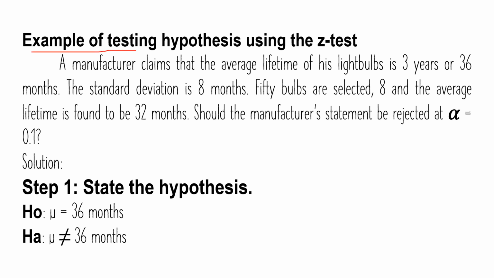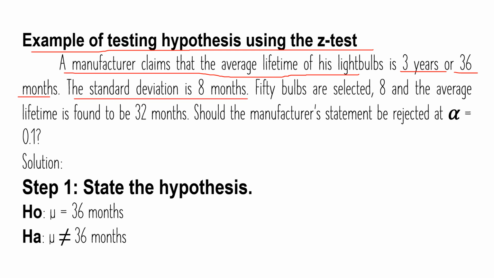So for examples of testing hypotheses using Z-tests, a manufacturer claims that the average lifetime of his light bulbs is 3 years or 36 months. Once we convert this 3 years to months, that will be your 36 months. The standard deviation is 8 months. 50 bulbs are selected, so we only subject 50 bulbs for this research, and the average lifetime is found to be 32 months. Should the manufacturer's statement be rejected at level of significance equal to 0.01?